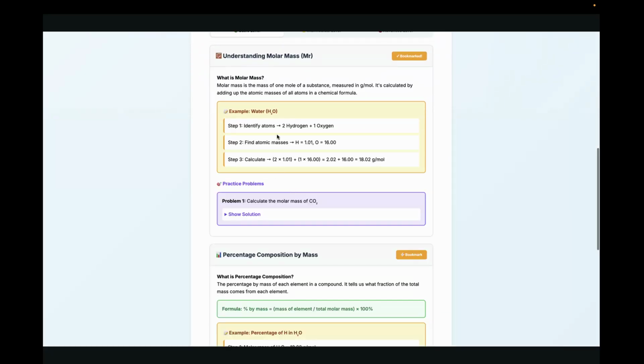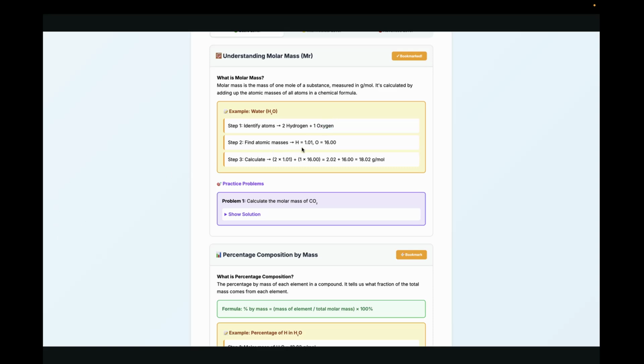Understanding the molar mass. What is the molar mass? Basically, the molar mass is the mass of 1 mole of substance measured in gram per mole. It's calculated by adding up the atomic masses of all atoms in a chemical formula. So I have water, for example. Step 1, identify the atoms. So I have 2 hydrogens and 1 oxygen.